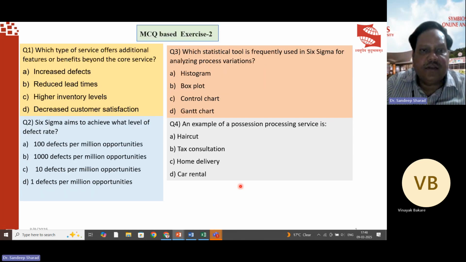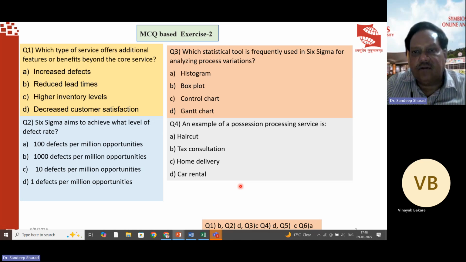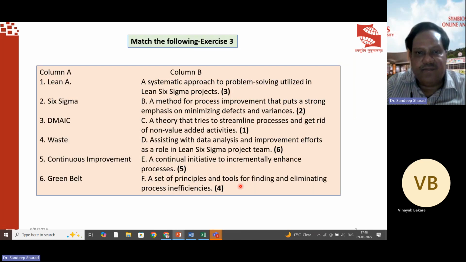Which type of service offers additional features or benefits beyond the core services? It will be the reduced lead time. Six Sigma aims to achieve what level of defect rate? It will be D, that answer is correct. Which statistical tool is frequently used in Six Sigma for analyzing process variation? That is the control charts. An example of a possession processing service is car rental.